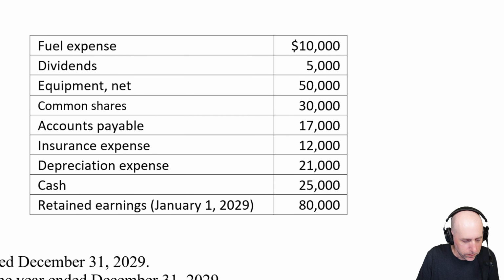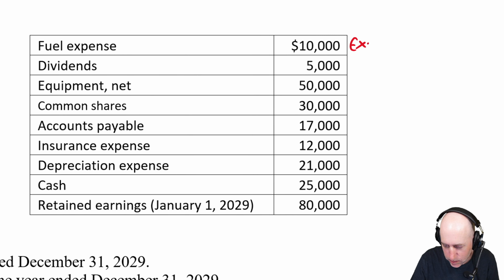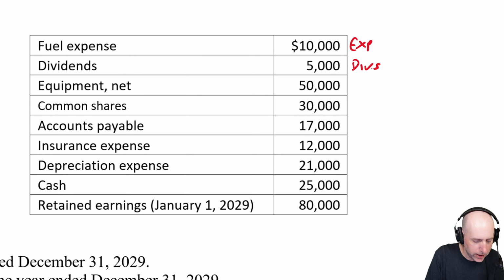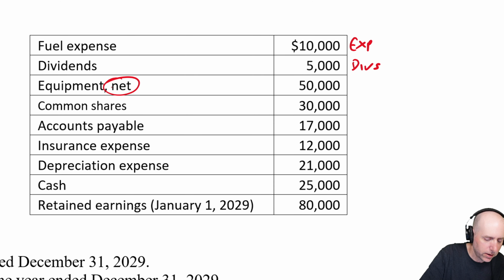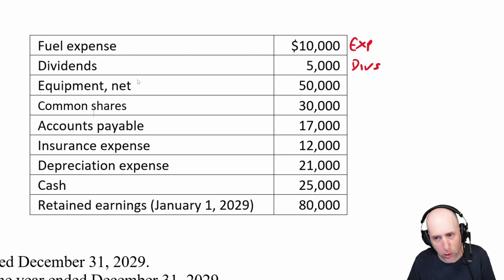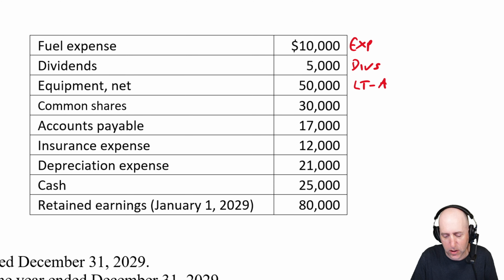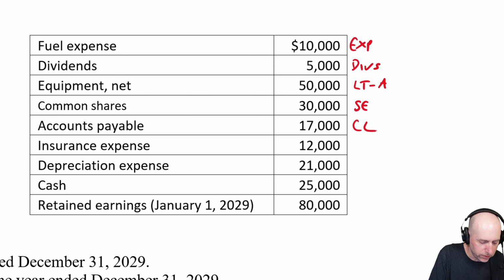Okay, moving over, fuel expense, that is an expense. Dividends are dividends. They are their own class of transaction. Equipment net, we'll worry about the net comment in problem 1.4. But for now, okay, that's a long-term asset. Just ignore the net. Just go, okay, it's equipment, long-term asset. Common shares, shareholders' equity. Accounts payable, those are current liabilities. Think of your phone bill.